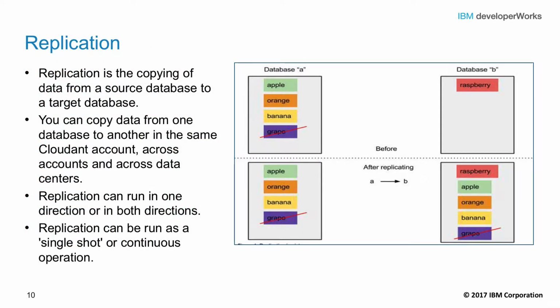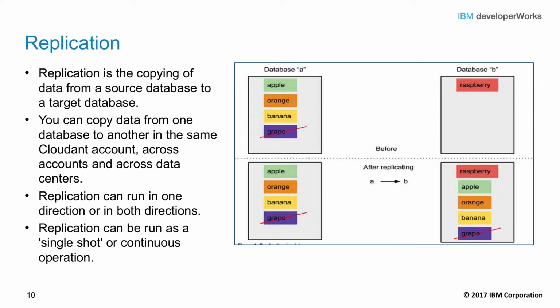Cloudant Replication copies data from a source database to a target database. Replication can happen between different Cloudant accounts and also across different data center locations. Replication is defined in a single direction. To get bidirectional replication, you need to define a second channel back. Replication takes all documents from one database and places them in another. Everything is copied, including deletions. The figure shows a before and after state, where all the items from database A are replicated to database B.